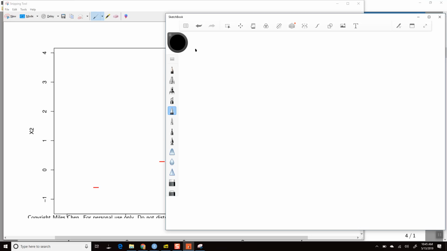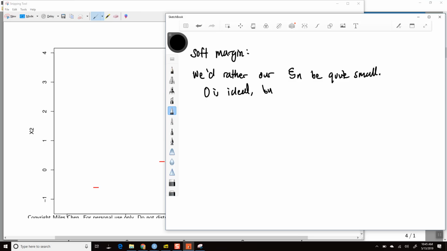So the soft margin basically says we'd rather our xi sums be quite small. 0 is ideal, but we can allow xi n to even be greater than 1 and misclassify a point, if it means better other properties.